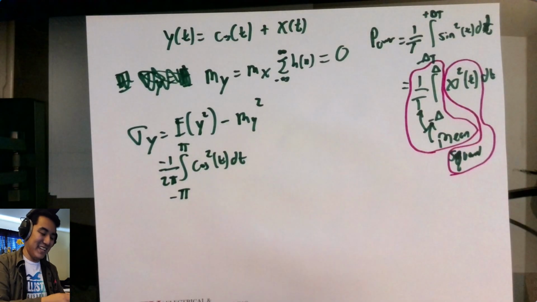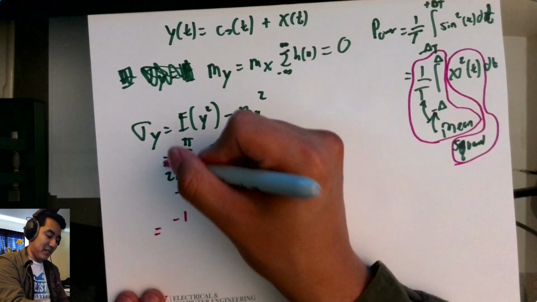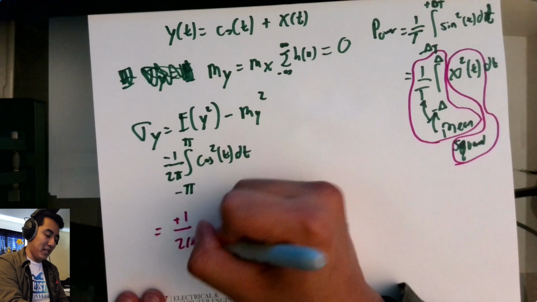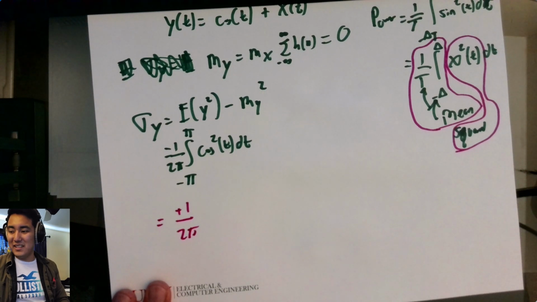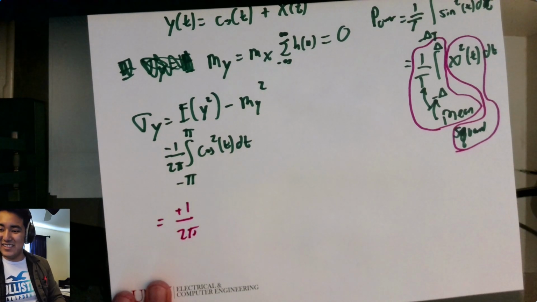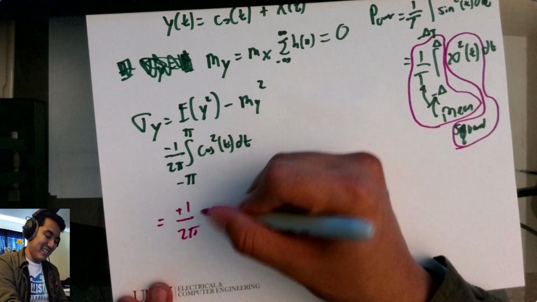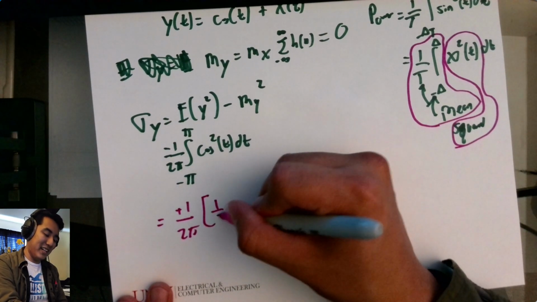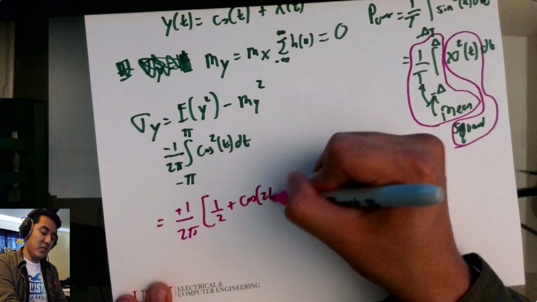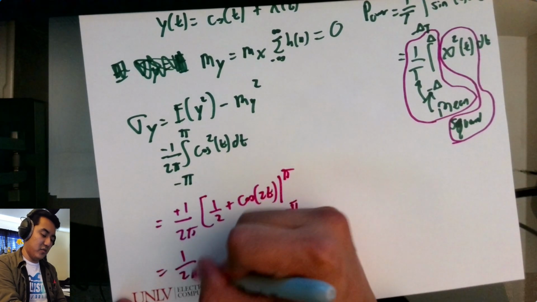So let's go back to this. Since we already defined this as 0, all you have to do is the following. Plus 1 over 2 pi, cosine squared, let me remember. Do I know how to do this one? Hold up. Cosine squared. No, I can do this. Cosine squared is 1/2 plus 1/2 cosine 2t. There we go. Oof, I have to remember that one. It's equal to 1 over 2 pi.